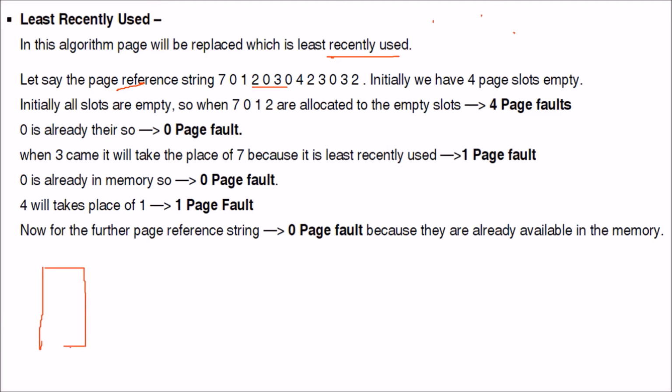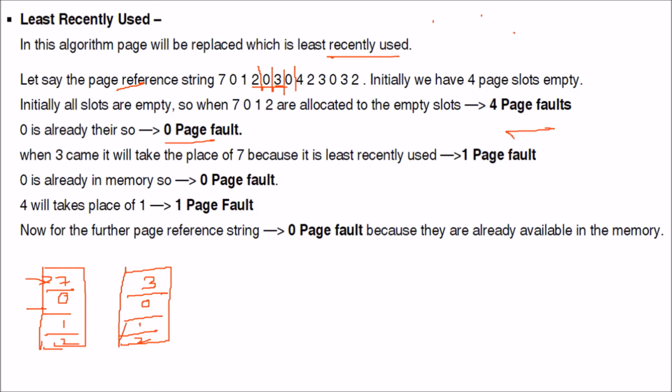Okay, let's say we have this string and we have 4 page slots empty. First 7 will come, then 0 will come, then 1 will come, then 2 will come. So there will be 4 page slots. Now 0 will come, there is already 0, so there will be no page fault. Now 3 has come, so something has to be replaced. When 3 has come, 7 has not been used for the longest time, least recently used. So replace 7 with 3, leaving 3, 0, 1 and 2. Okay. Now after this, 0 has come, no page fault.